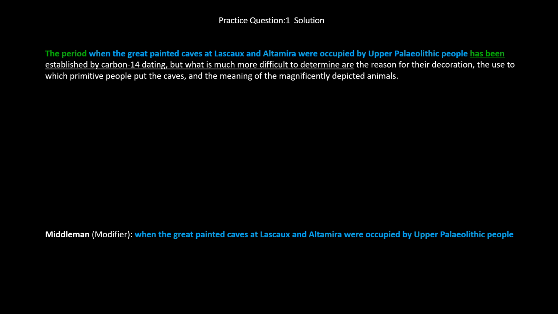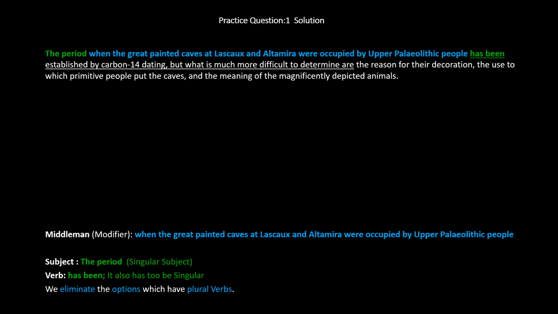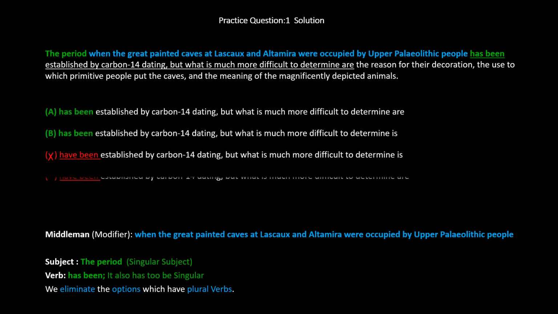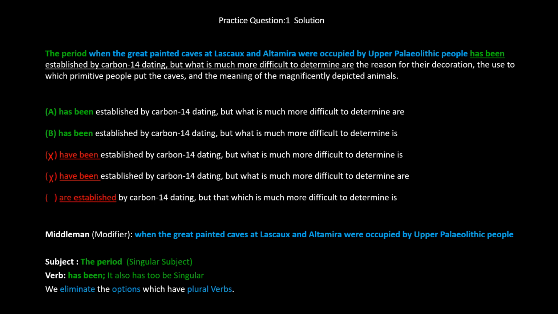Hence, we eliminate three options C, D and E because they have plural verbs. Now we are left with only two options, A and B. We look for the differences between A and B.